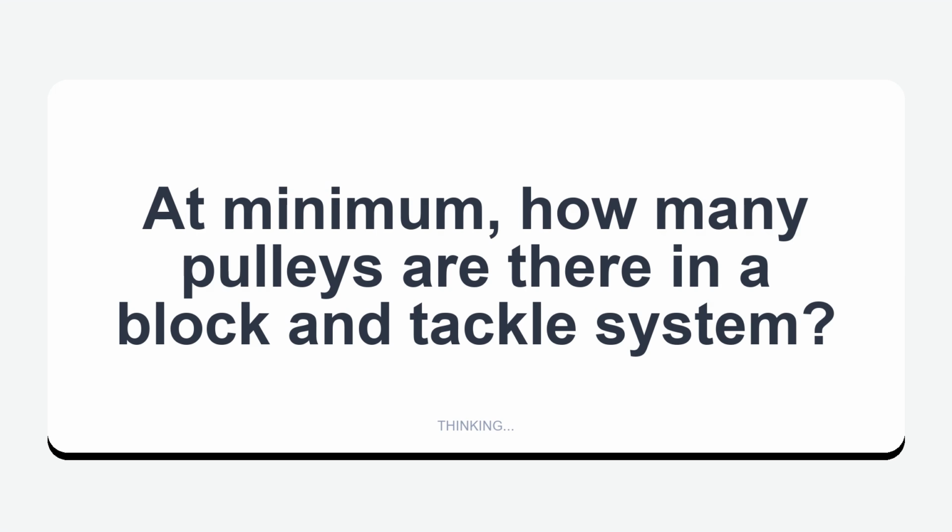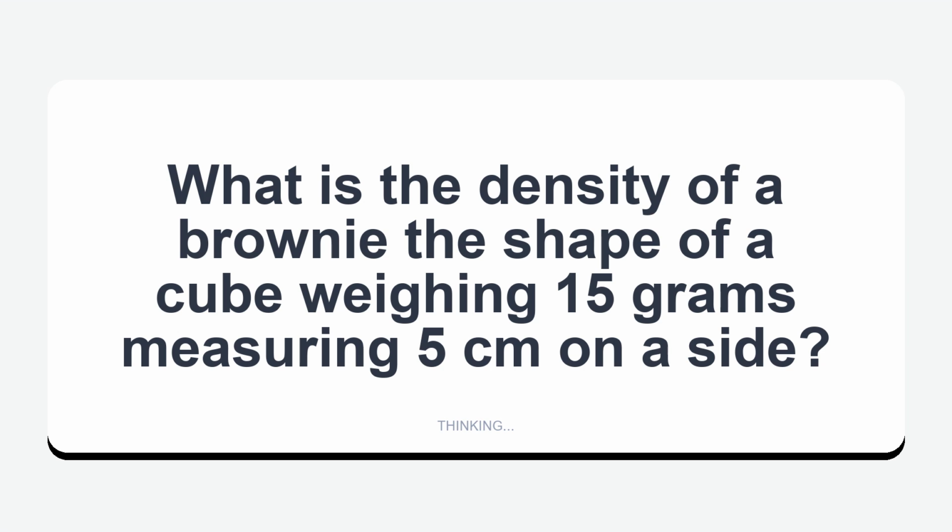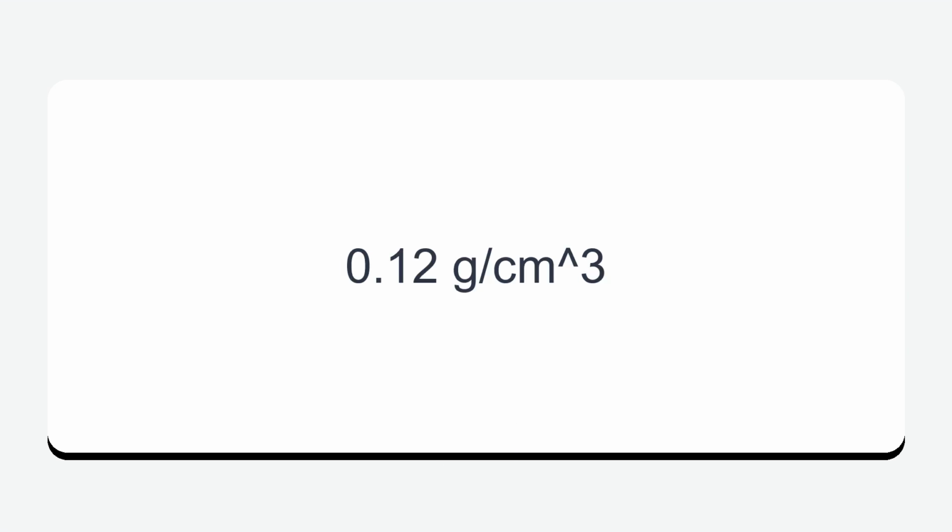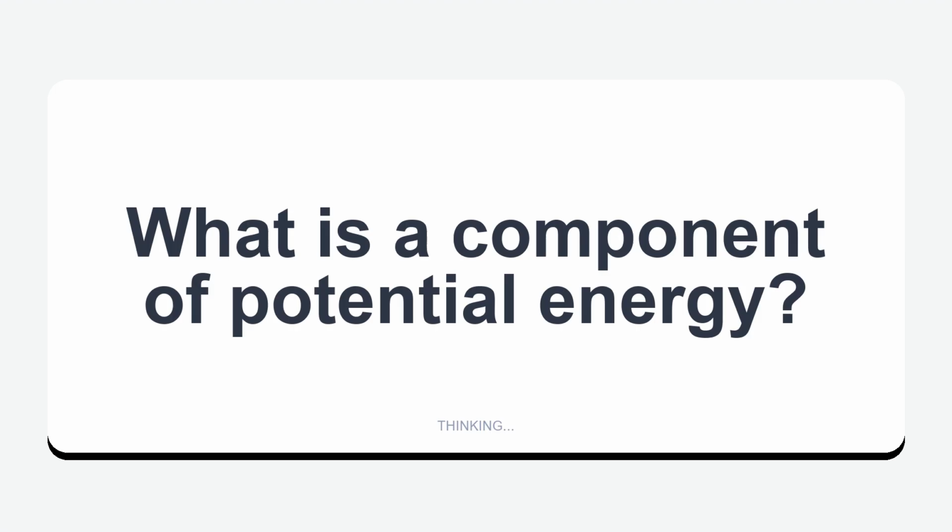At minimum, how many pulleys are there in a block and tackle system? 2. What is the density of a brownie? The shape of a cube weighing 15 grams measuring 5 centimeters on a side. 0.12 g/cm³.